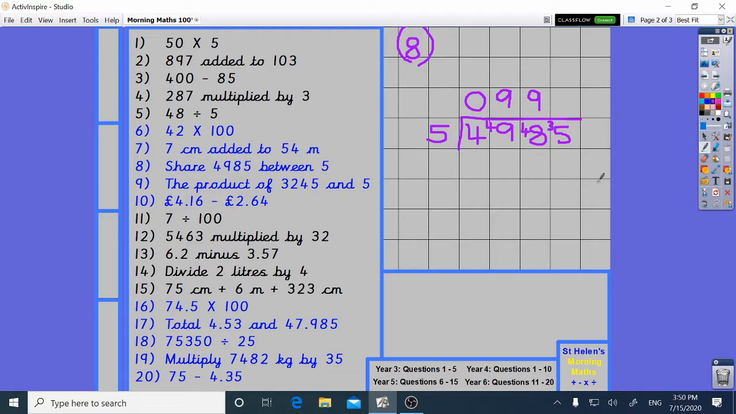And how many 5s in 35? That will fit. 5, 10, 15, 20, 25, 30, 35. It's 7. We get 997. Time for question 9.